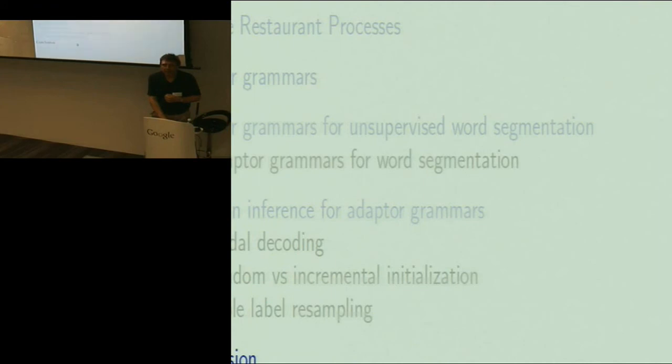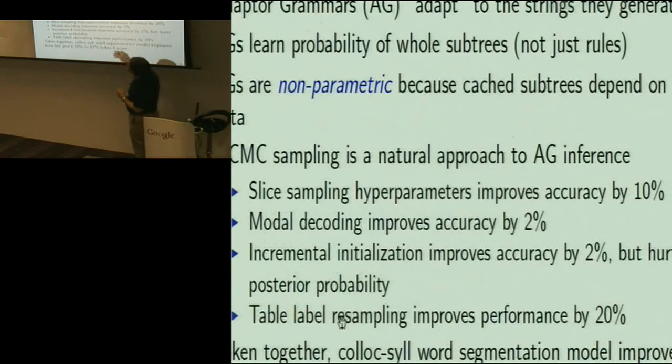Just to wrap up here. These adapter grammars are called adapter grammars because they adapt to the strings that they generate. One way in which they adapt is that they learn the probabilities of whole subtrees, not just rules. They're non-parametric because which subtrees they learn depends on the data. The MCMC sampling procedures that are required here, if you get the details right, can improve performance quite significantly. The competitors for this word segmentation task that I was looking at are generally around 60 or 70% accuracy, and we're getting around 87%. So thanks very much, guys.